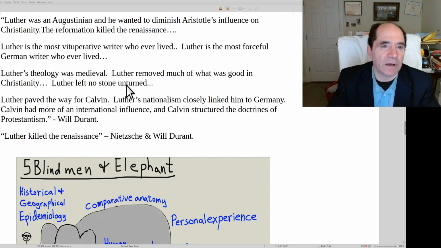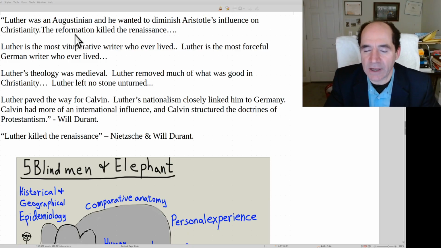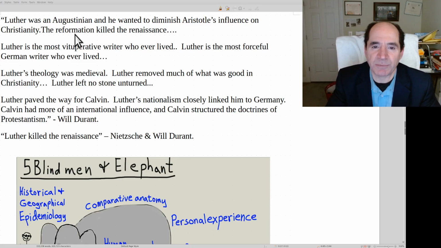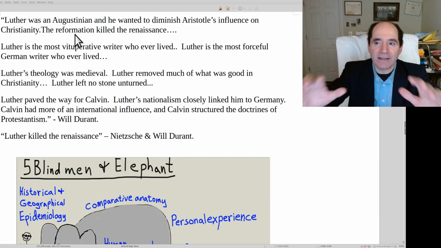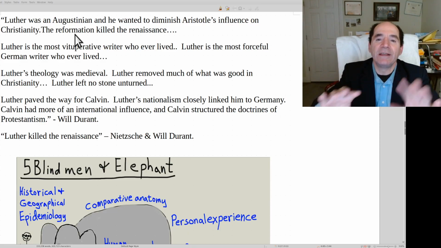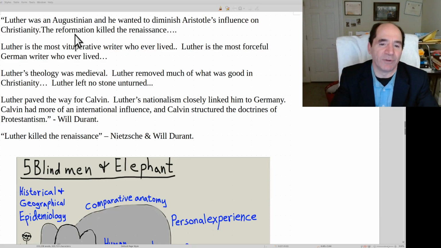Okay, let's see, what's this now? Luther was an Augustinian and he wanted to diminish Aristotle's influence on Christianity. Yeah, also Luther hated Aristotle. Aristotle's like one of the top 3 smartest people who ever lived, and he led to good things. Aristotle leads to good. There's a very good reason why Ayn Rand loved him. I love him too.